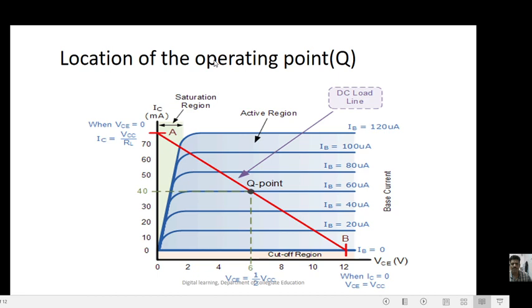Location of the operating point Q. This can be explained in the next session.